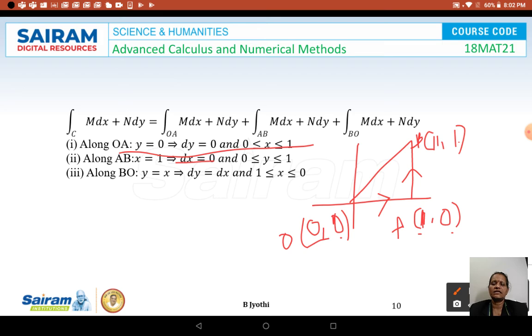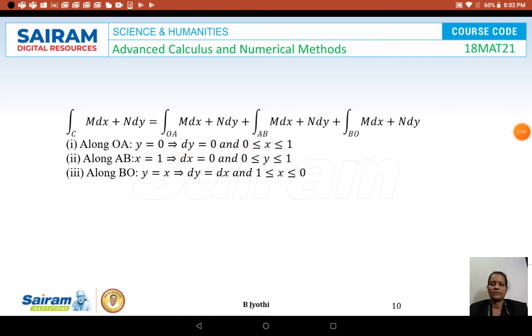Now, when we see along this line BO, y is equal to x, therefore dy is equal to dx and x is varying from 1 to 0. Along the curves what is happening, I have explained.